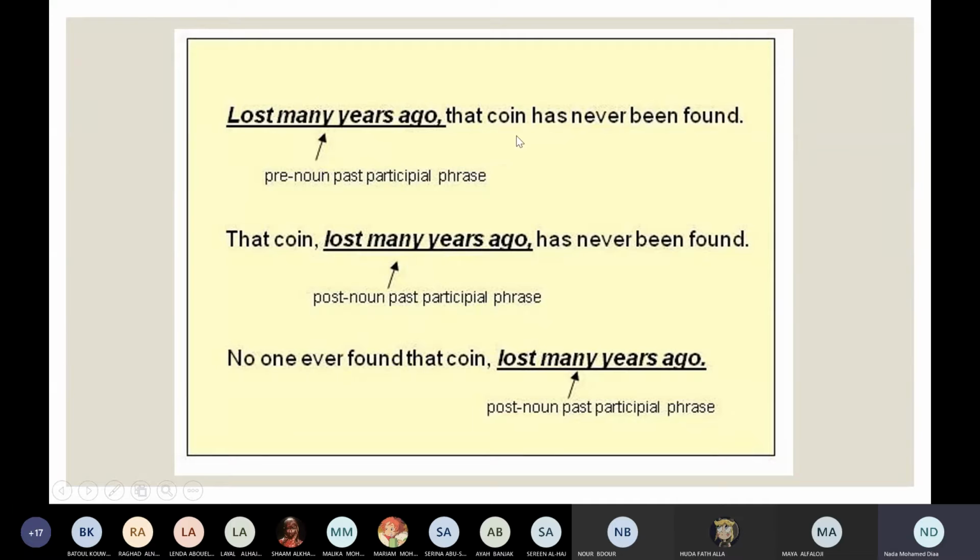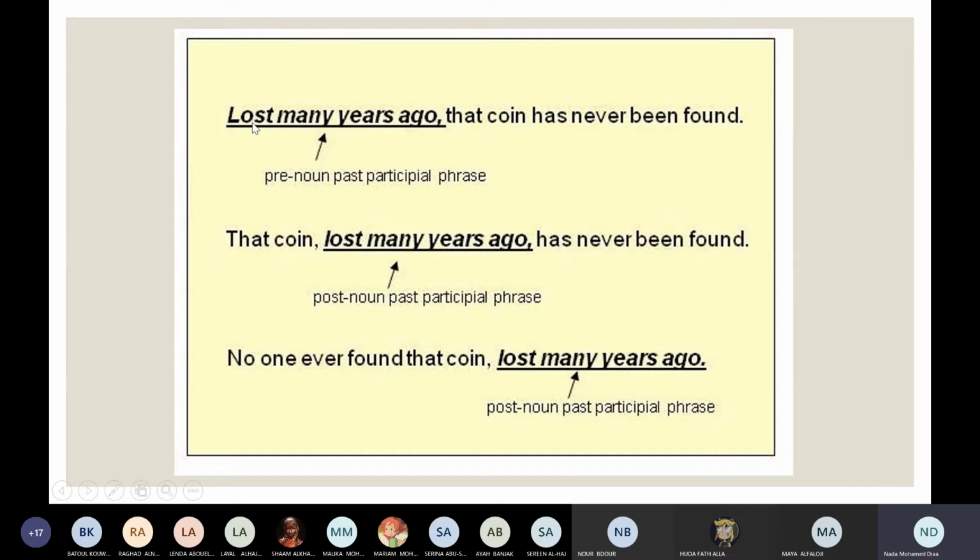Lost many years ago, that coin has never been found. Where are the words that look like a verb? Lost. I lost my money. And has never been, and found. I found a penny. So where is the main verb? And where are the verbals? So coin is the subject. Has never been is the verb. Found is what? An adjective. Yes, found is an adjective.